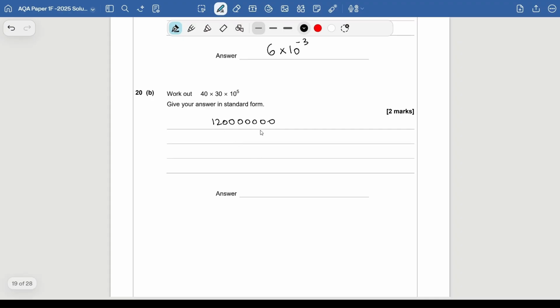Now this number has to be expressed in standard form. So the decimal here has to be moved to this position. So how many places does it have to go? 1, 2. So 1, 2, 3, 4, 5, 6, 7, 8. So this will now be 1.2 times 10 to the power 8, because it has moved 8 places to the left.